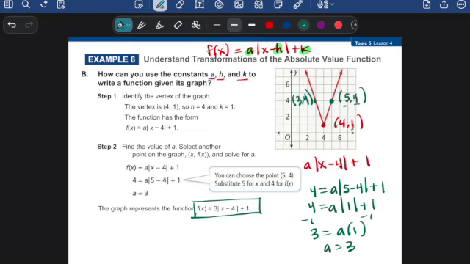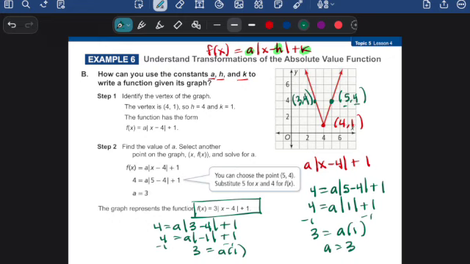You would have gotten the same value. I'll show you really quick. So the output was 4 equals A times the absolute value of 3 minus 4, plus 1. Okay, 3 minus 4 is negative 1, plus 1. Subtract 1, subtract 1. 3 equals, the absolute value of negative 1 is positive 1. And so A would still be 3.